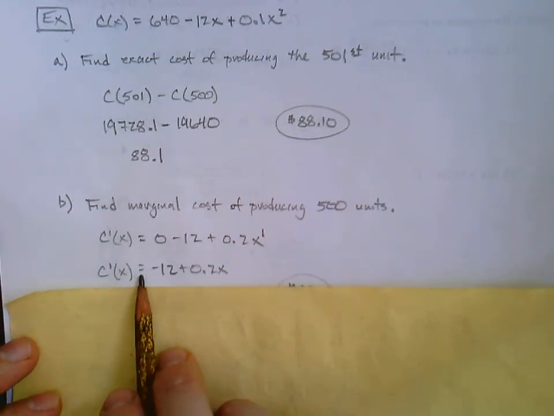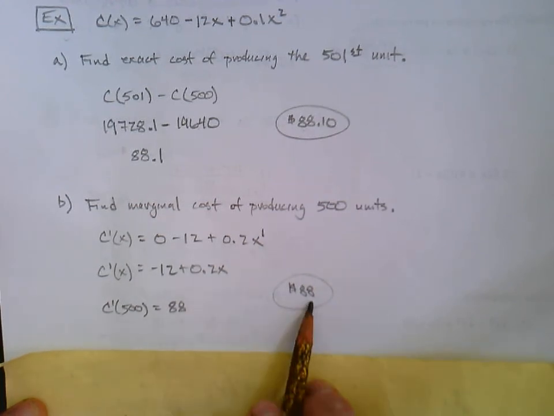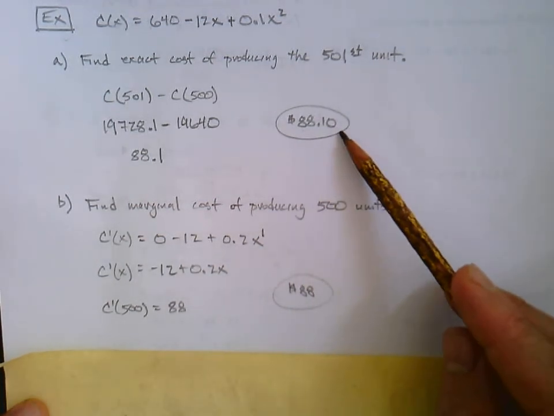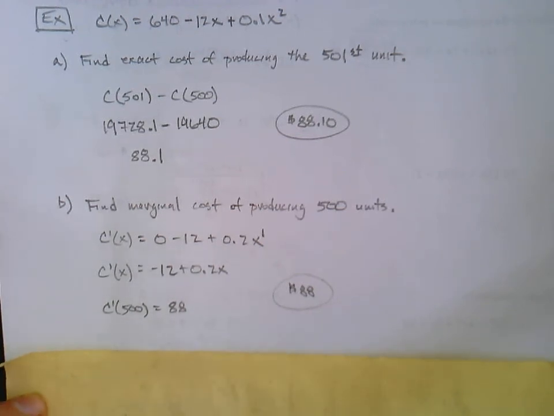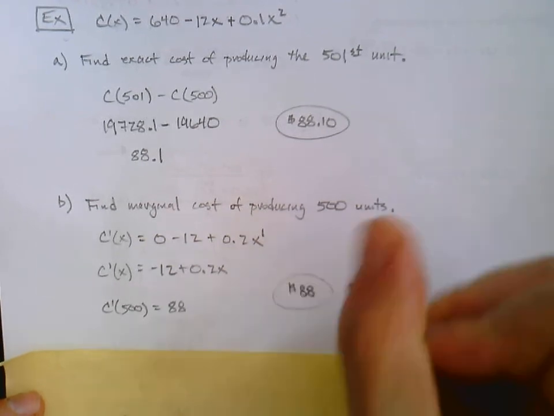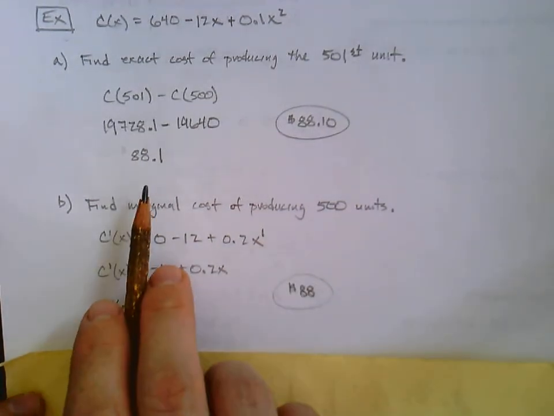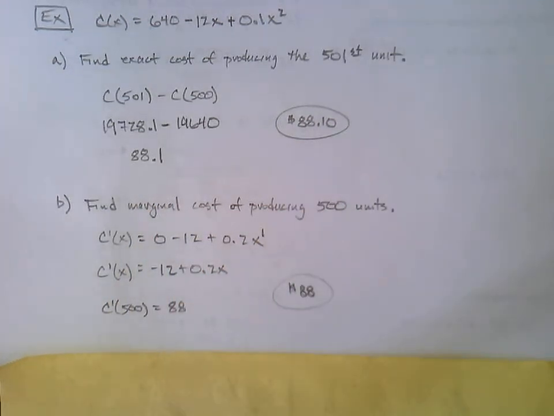Then, once we have this, we can plug in our 500. And you notice that is a very good approximation of our previous answer. Plugging 500 into this got us 88. So we know that's not the exact cost to produce that 500th unit, but it's really close. And that is plenty good enough for our purposes, maybe running this factory or running this company.